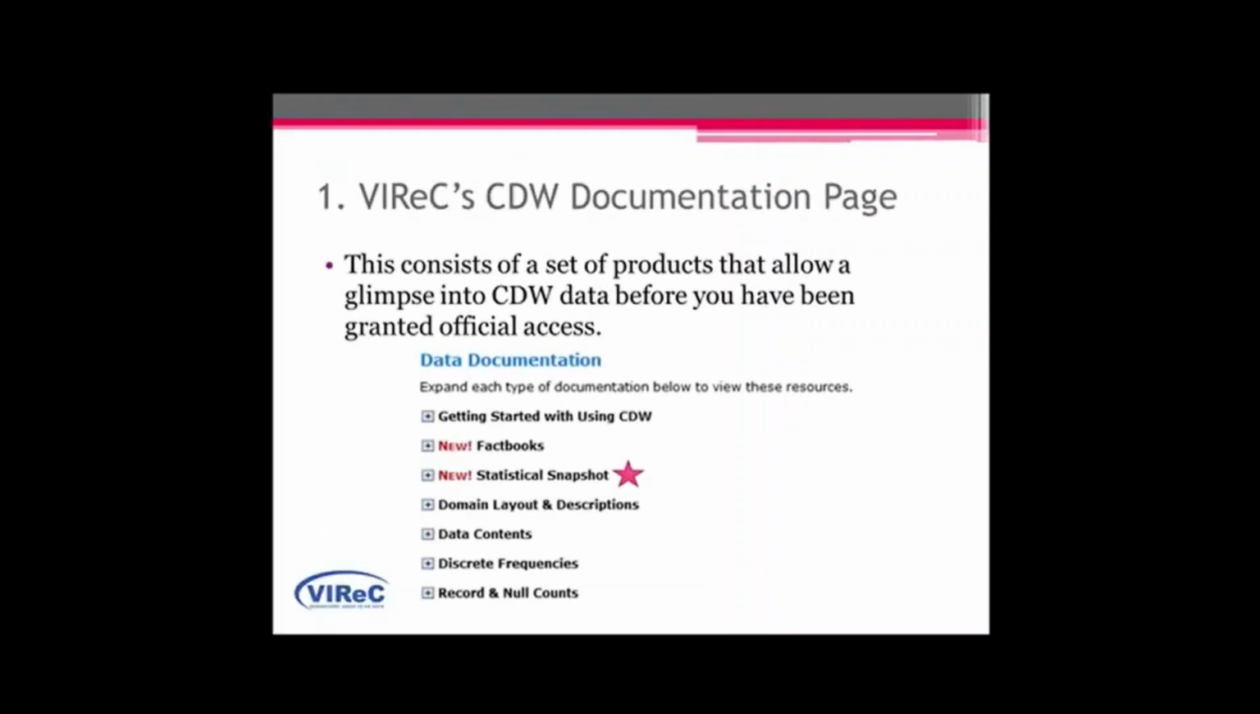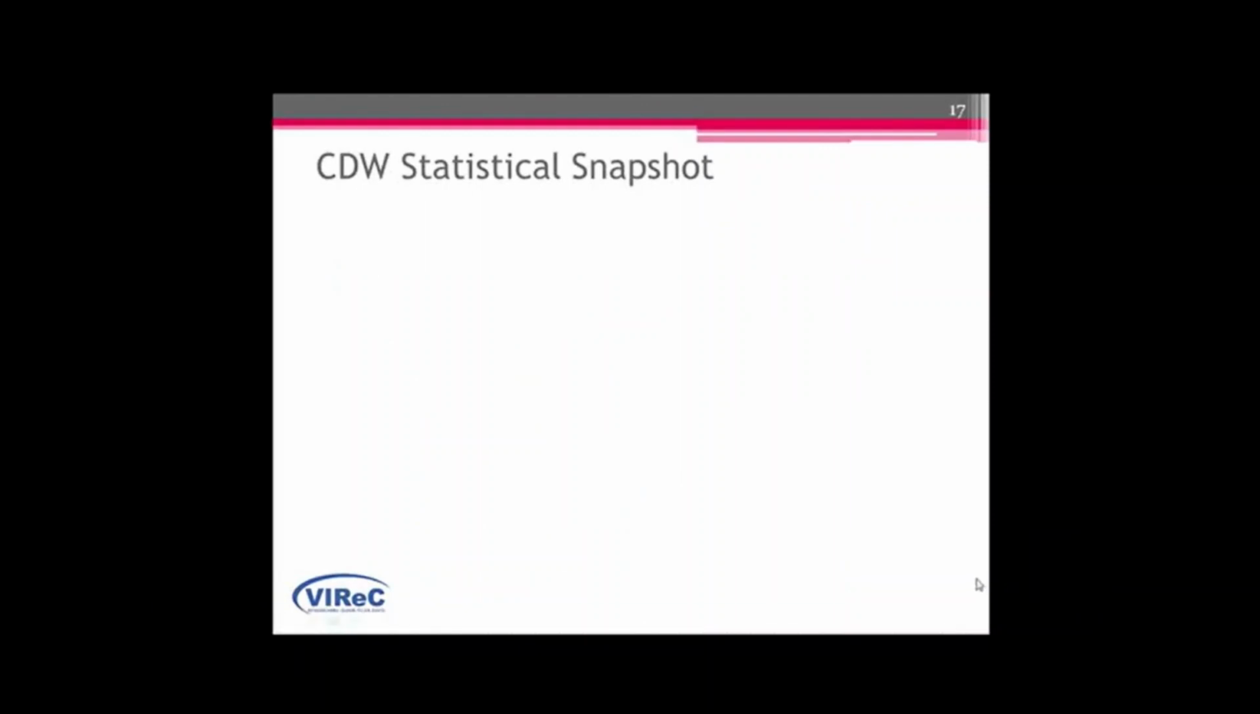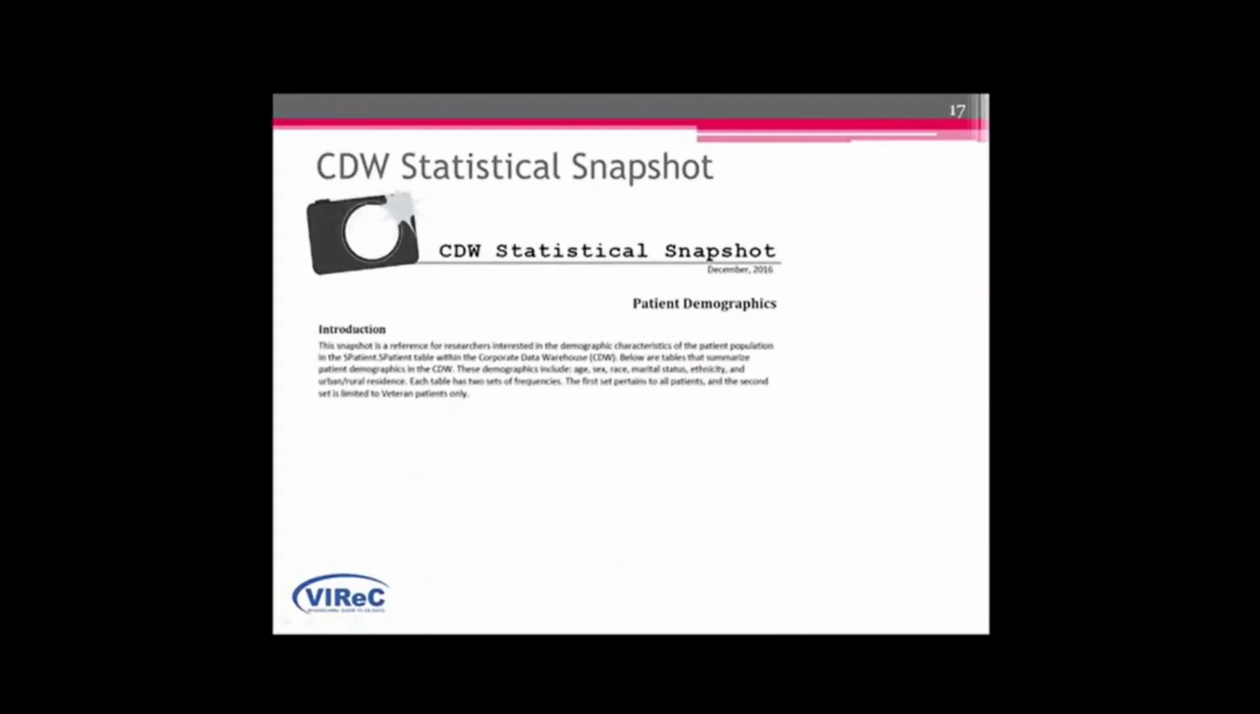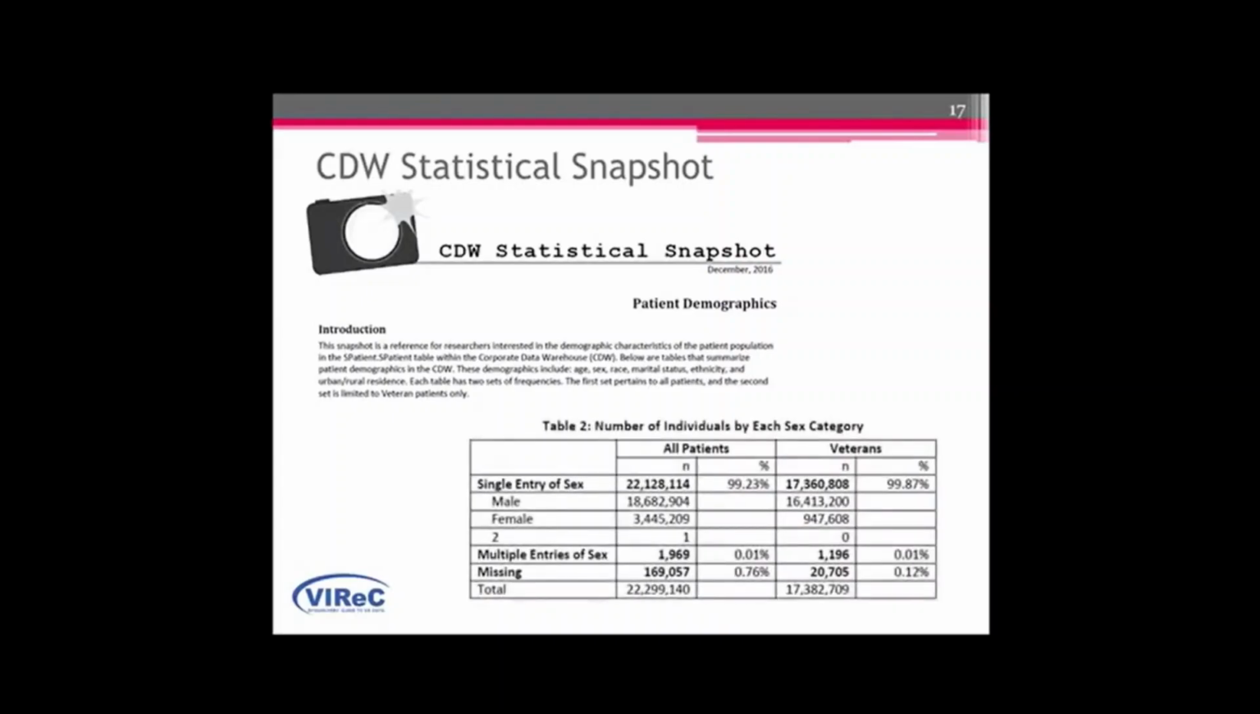So let's move on and take a basic look at what you might find in the statistical snapshot. In this case, we are looking at the statistical snapshot for patient demographic information. It's the first in our series, and an example of the kind of content that you would find in this statistical snapshot is here, an example from Table 2, where we look at the values based on patient sex.